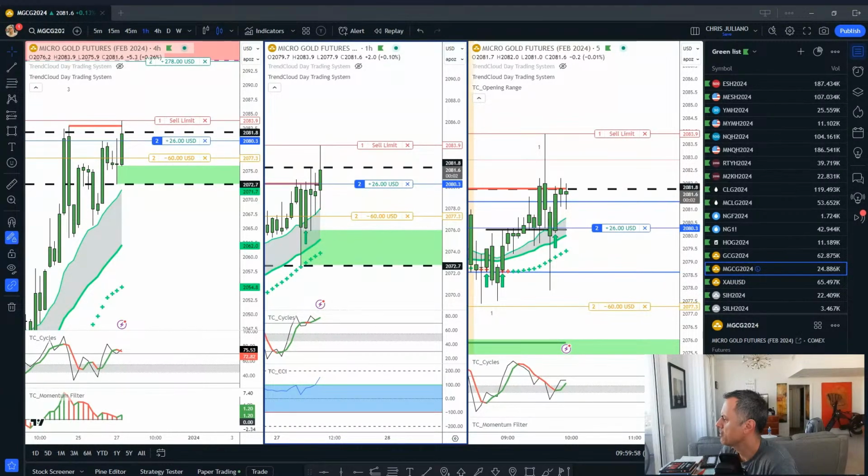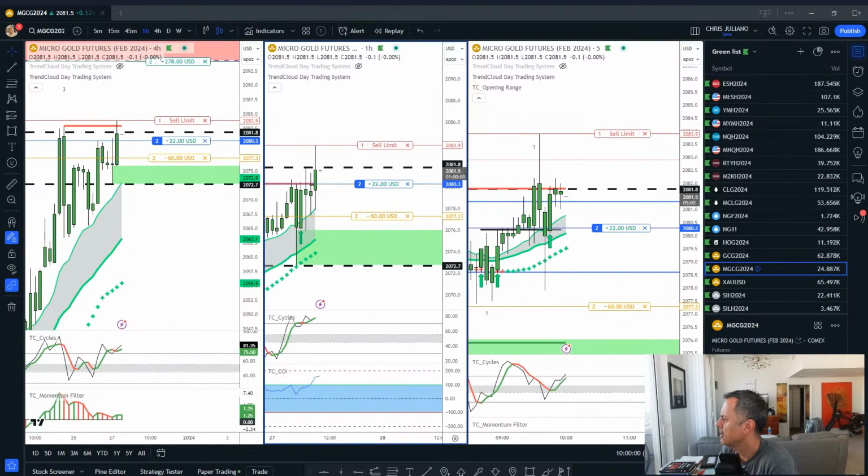CLSK, Clean Spark, an AI play. Wait for a pullback. Up 160%. My goodness.